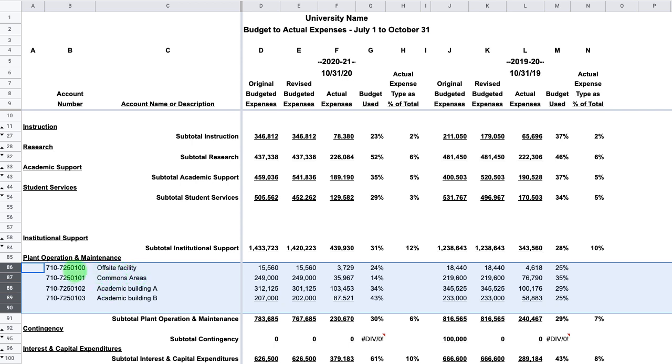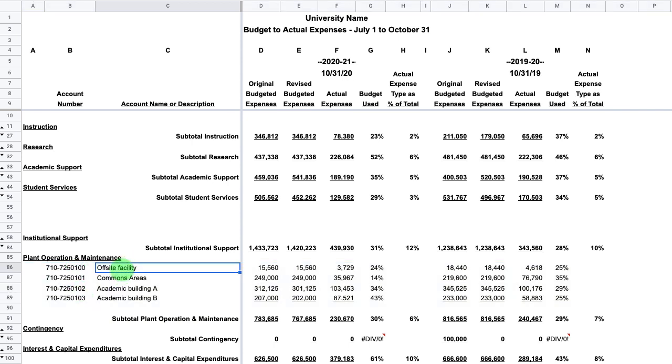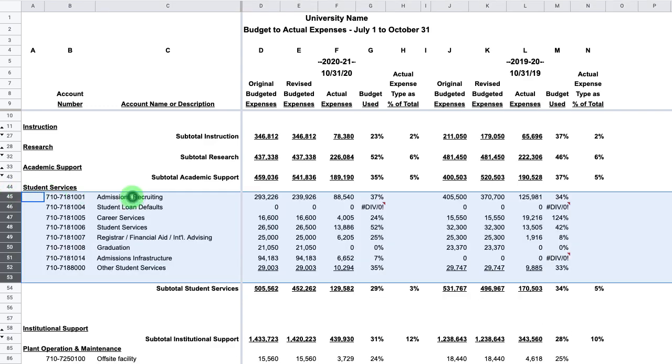In this case, the organization has 4 main accounts. One is for an off-site facility, one is for the common areas on campus, and then there are accounts for 2 separate academic buildings. This is the kind of thing that you normally won't be budgeting for in student services or student affairs. So let's look up here at some typical things that you would be involved with.